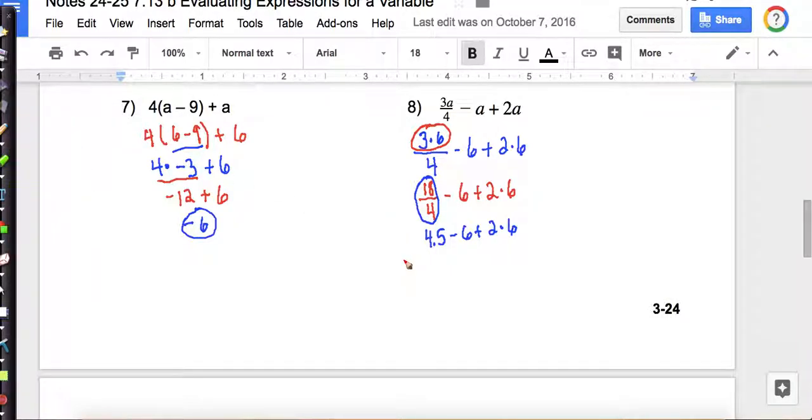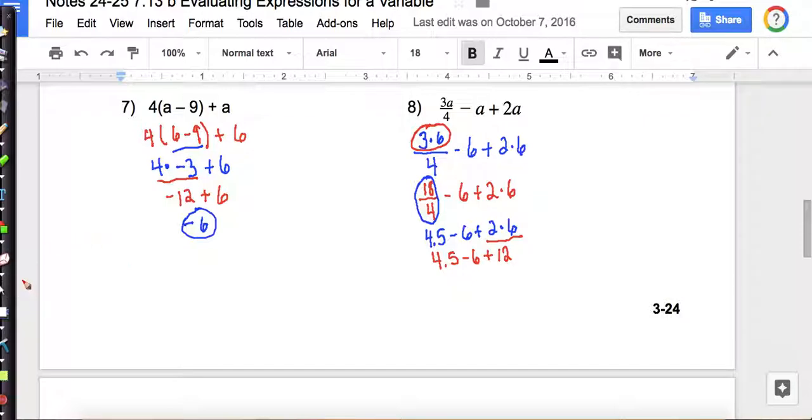Okay, now, do I have any more multiplication or division from left to right? And I do, right here. So 2 times 6 is 12. Bring down 4.5 minus 6 plus 12.